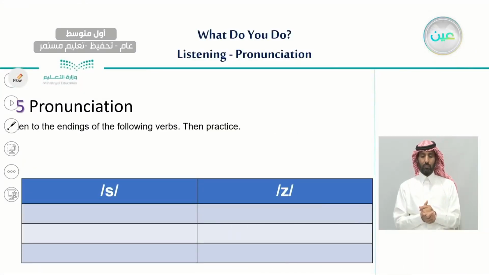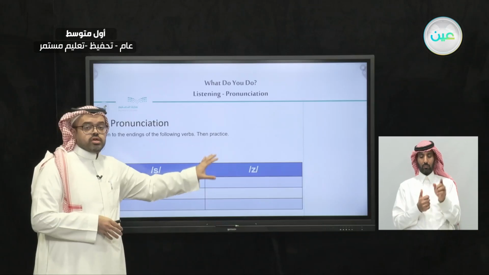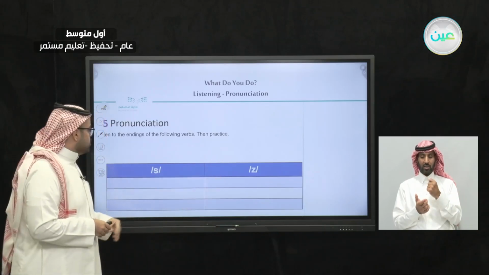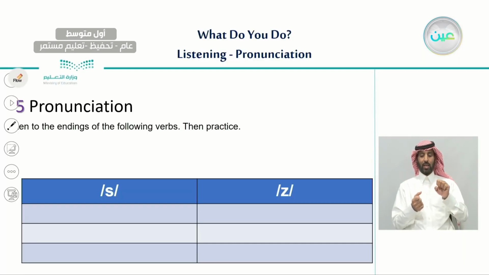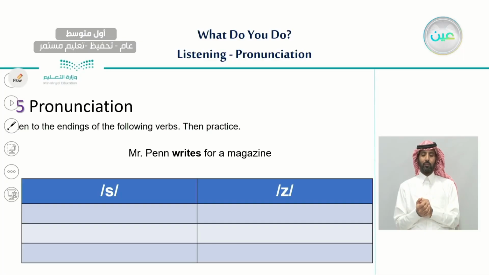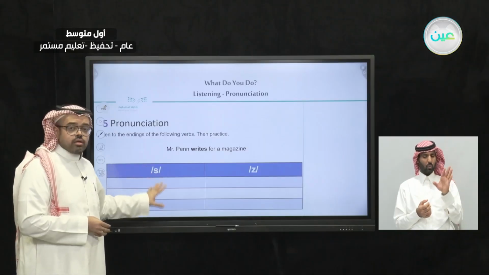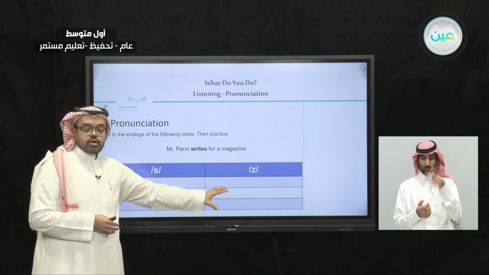So here you have a table, and this table has two categories. The first one, the sa sounds, and the second one, the za sounds, okay? We're going to listen to the endings of the following verbs and practice together how we pronounce each one of them. For the first sentence, I'm going to pronounce it, and you guess where we should put this verb. Should we put it in the sa column or in the za column?